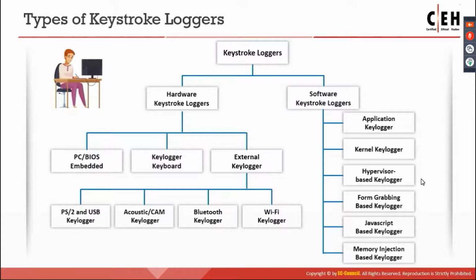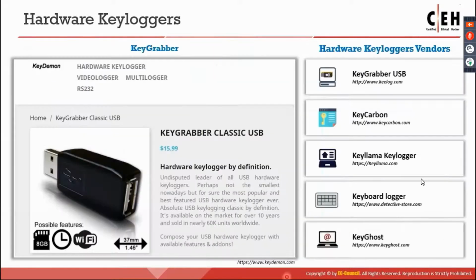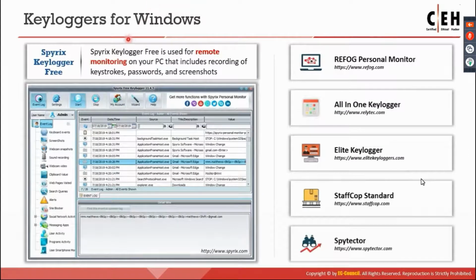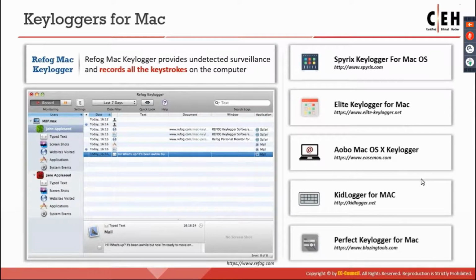But not only that, there are software keyloggers that you can put on a system. So these are the hardware keyloggers. All kinds of different vendors make them. Then there are keyloggers for Windows. These are software keyloggers like Spyrix, All-in-One Keylogger, Elite Keylogger, Spytector Keylogger, and all kinds of keyloggers for Macs. Yeah, so you think my system's unhackable, but yet it has a keylogger in it. Someone is watching everything you do.